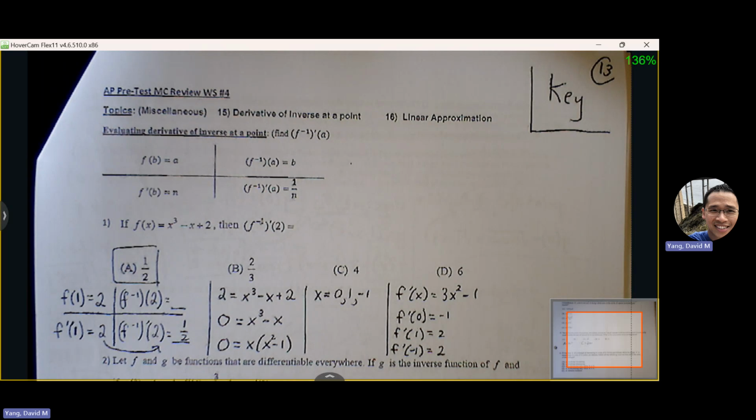So if I can find f prime of 0, f prime of 1, and f prime of -1, I can look at my options and then flip all of these and see which one is going to fit. So f prime of 0 is -1. The reciprocal of that is -1, so that doesn't show up. I know that can't be it. The other two options are at 2, so if I flip 2, I get 1/2, so 1/2 is the slope that I'm looking for.